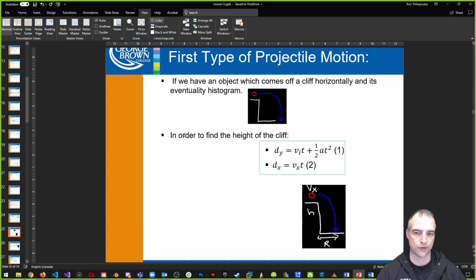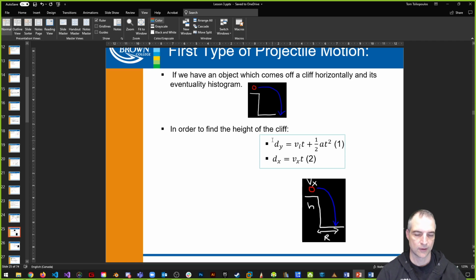Which means in order to find the height of the cliff, if I want to find h, I need to know a couple things. What is the delta y? What is my change in y direction? Well, we can find that using v initial across the y-axis times time plus 1/2 a t squared. That is the equation we need to use for the y-axis. It's going to continue to change, and it's going to be influenced by gravity, where a is gravity. And the change across the x-axis is going to be consistent: the velocity initial across the x-axis times time.